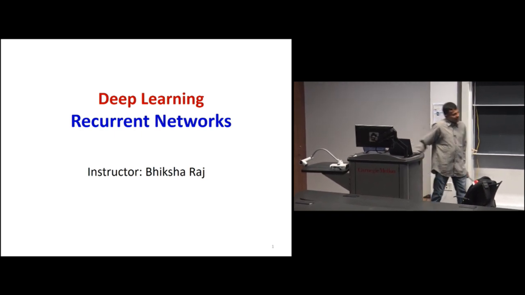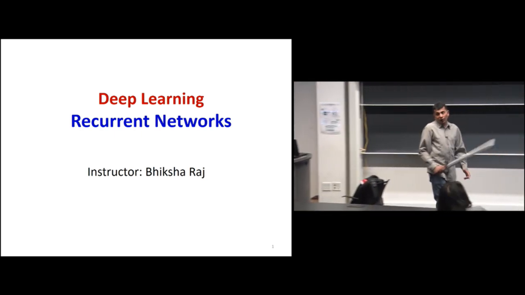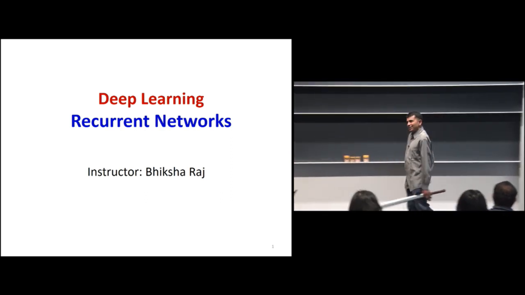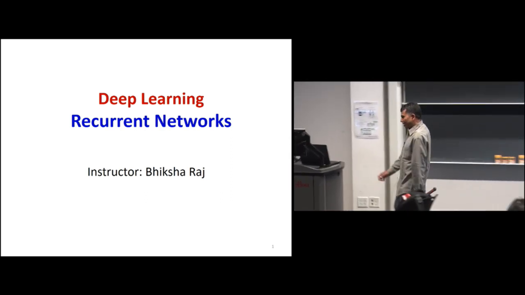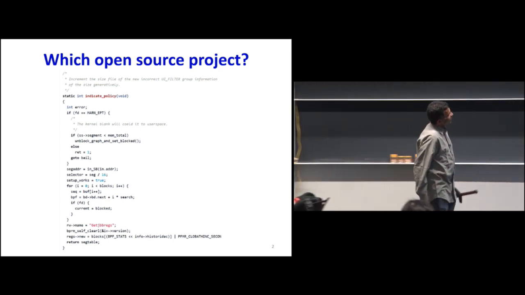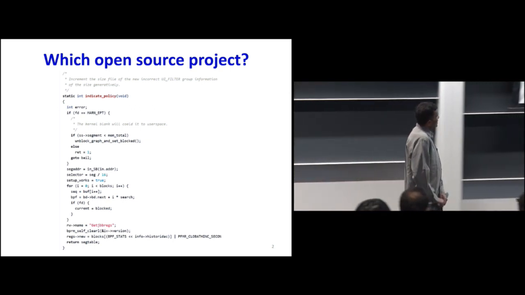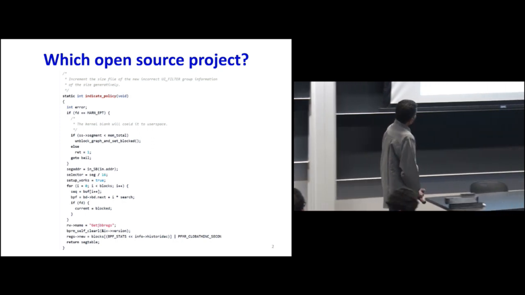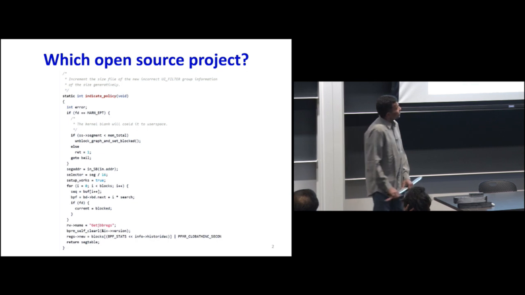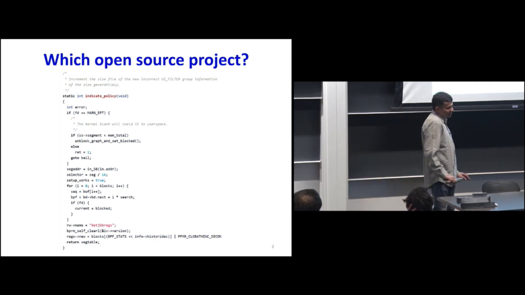All right. So I need this today because I've got to point at a whole lot of stuff. Now, we're going to be talking about recurrent neural networks today. Anyway, here's an interesting little snippet that I picked from the web. Can anyone take a guess as to which open source project this is from?